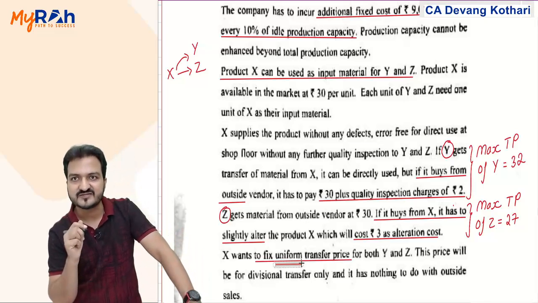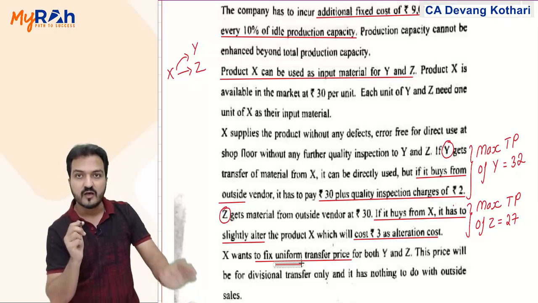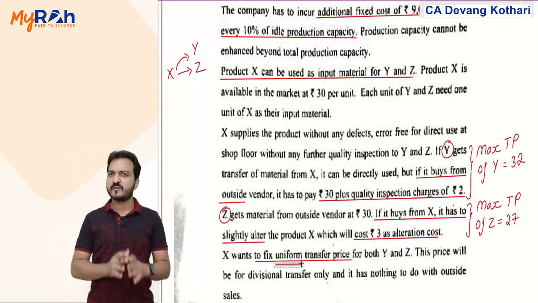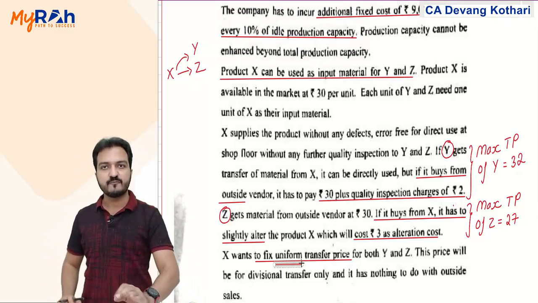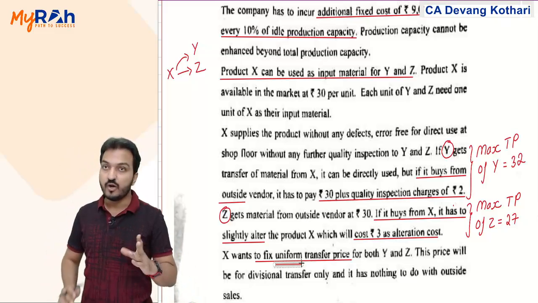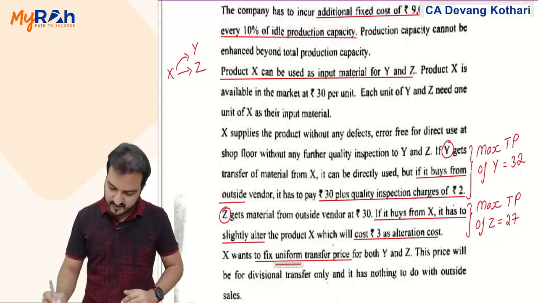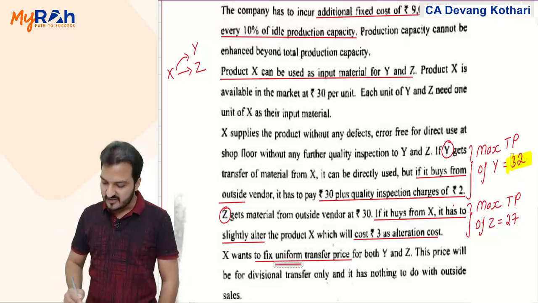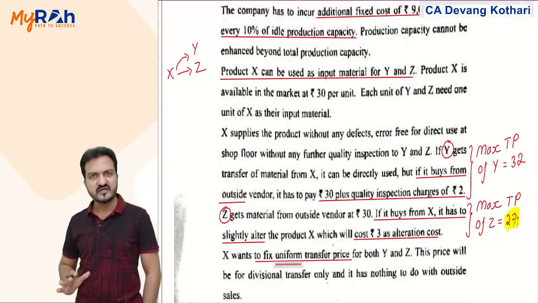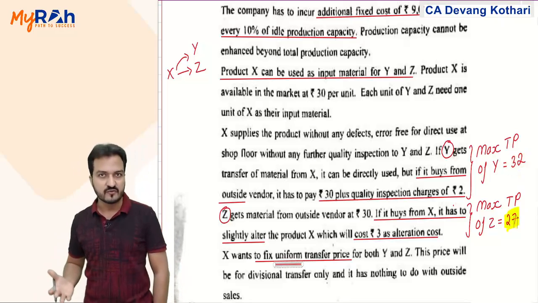Uniform transfer price for both Y and Z. Now what does that mean? If they want to fix a uniform transfer price for Y and Z, meaning they want to fix the same transfer price for Y and Z. Look, Y is ready to pay a maximum of 32. I can charge 32 from Y. Z is ready to pay a maximum of 27. I can charge 27 from Z.